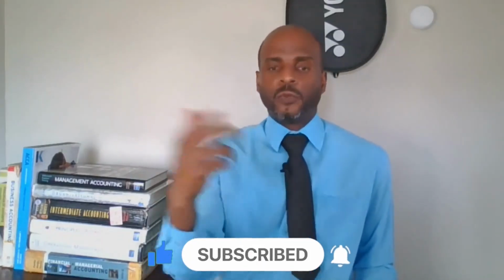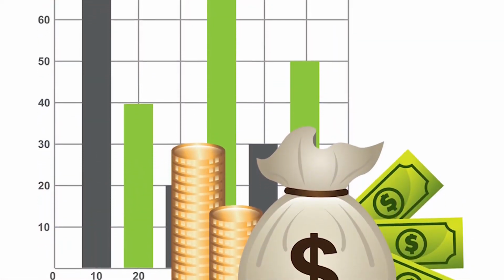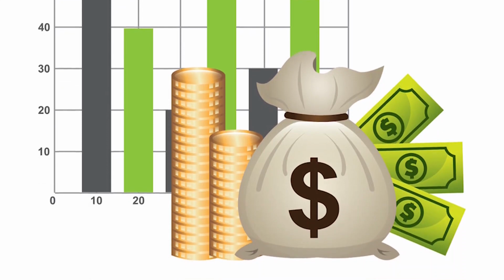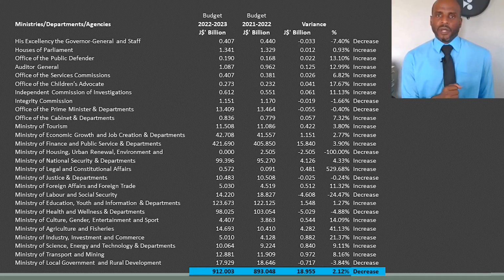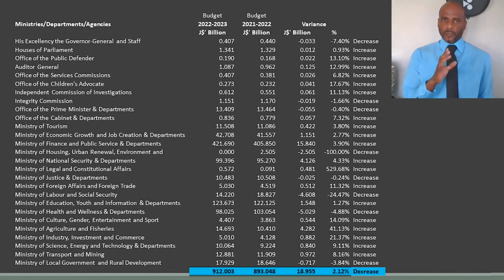If you and I listen to what's happening on the international sphere, in addition to what's happening locally, inflation is going to be here for a couple of months. Now, how do the figures stack up? So here you see my table that lists the various ministries and government departments, what they received in 21-22 and what they will receive in the 22-23 budget cycle. Now we'll just pick out a few, won't look at all of them, but here goes.